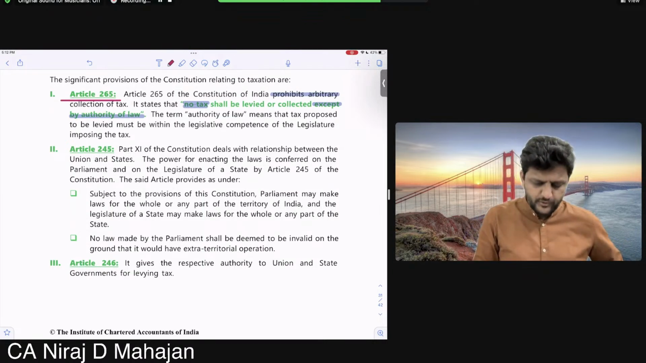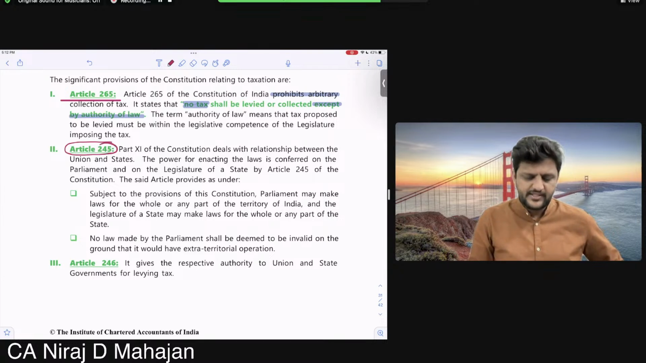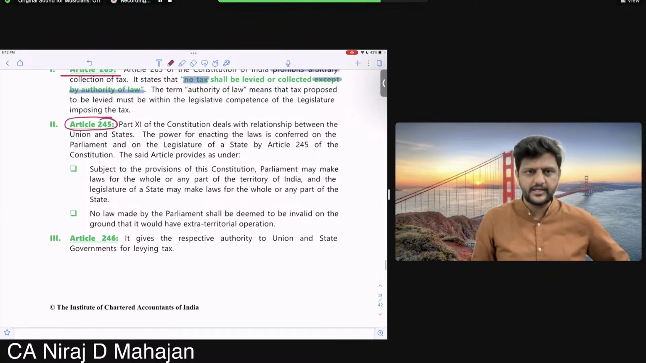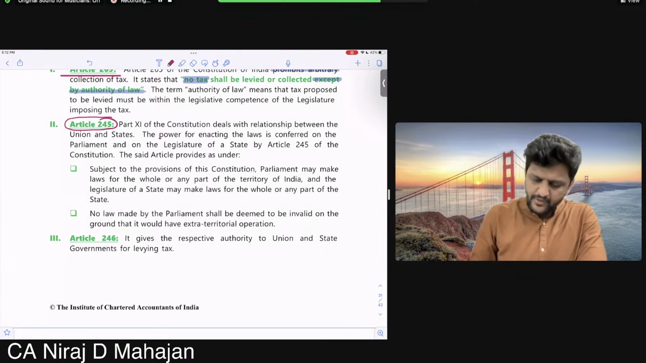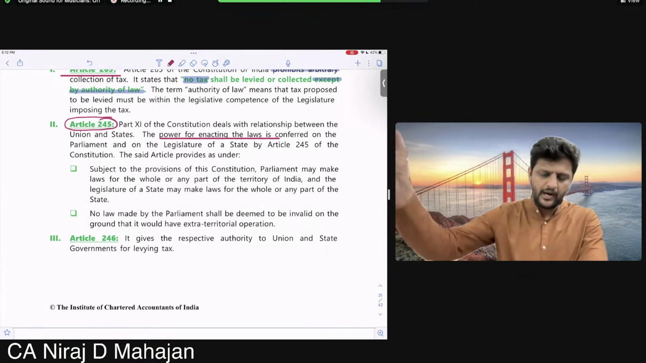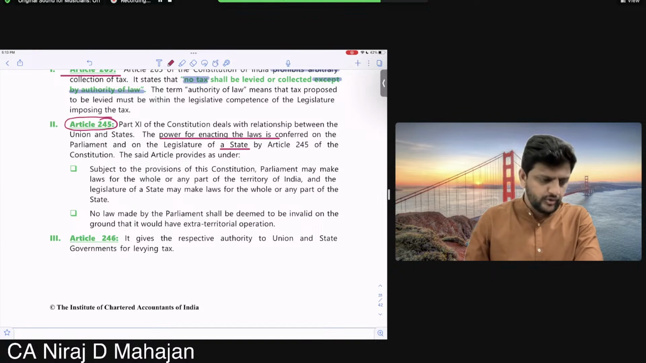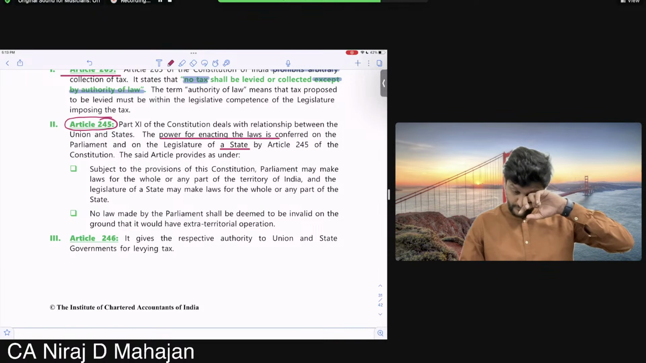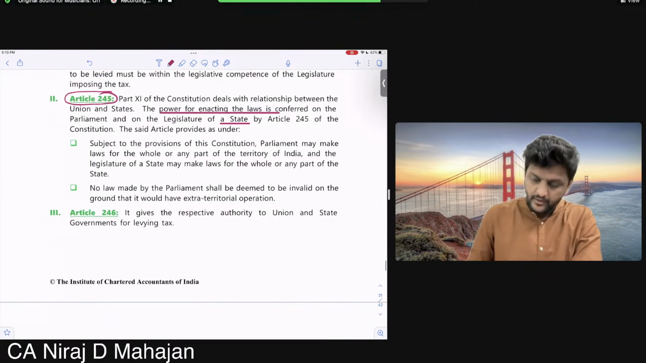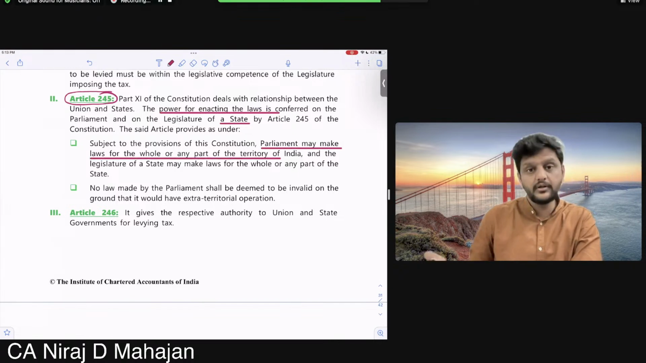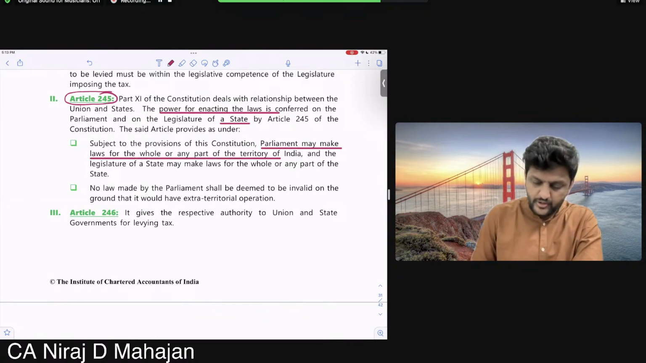Then let's come to Article 245. Part 6 of the Constitution deals with the relationship between the union and the states. The power for making laws is given to the parliament, that means your central government, and your state legislature also, by Article 245. Article 245 gives power to central government as well as state government to make their respective laws. The parliament can make law for the whole or any part of the country, and the state legislature can make law for the whole or any part of the state.